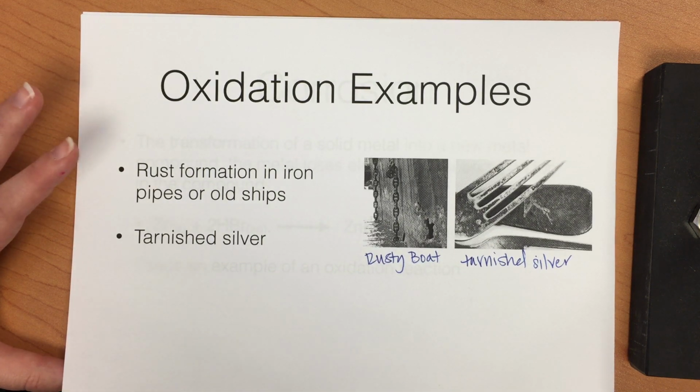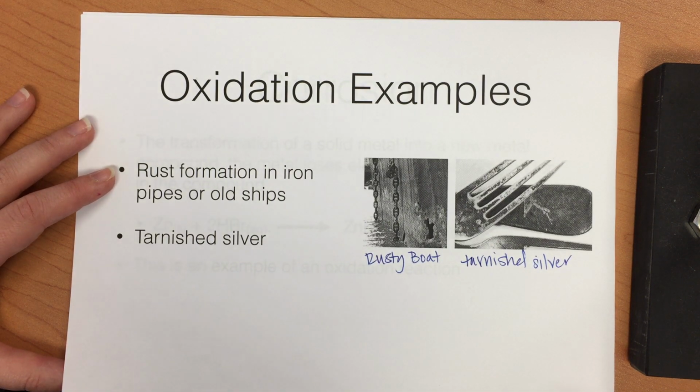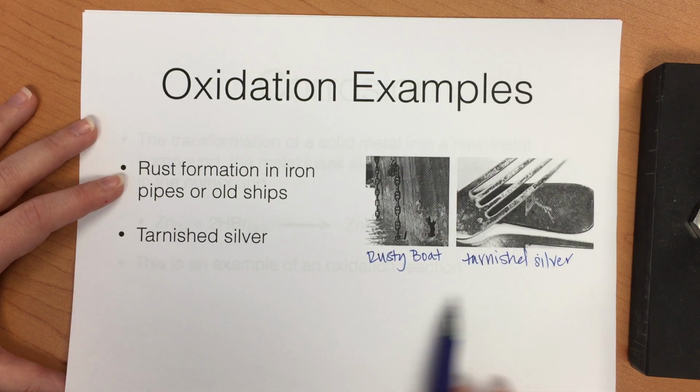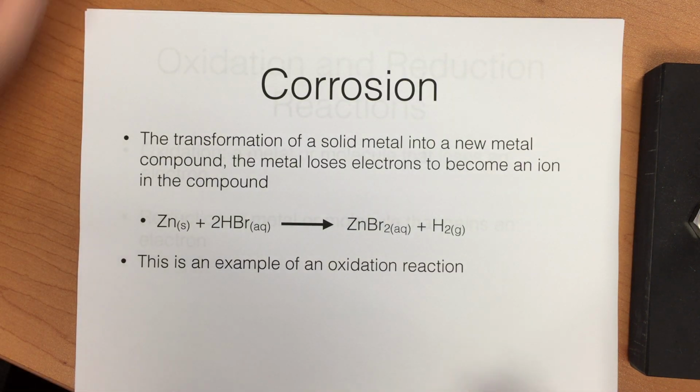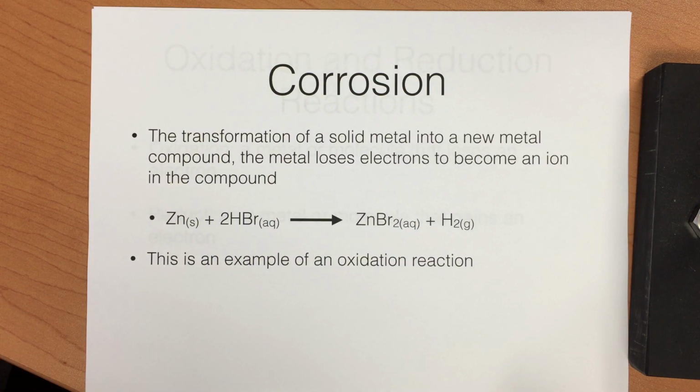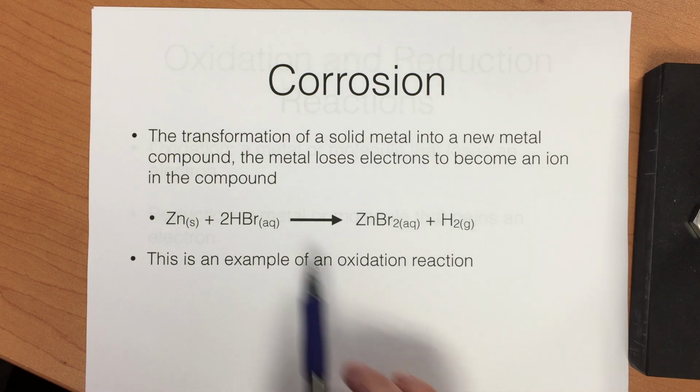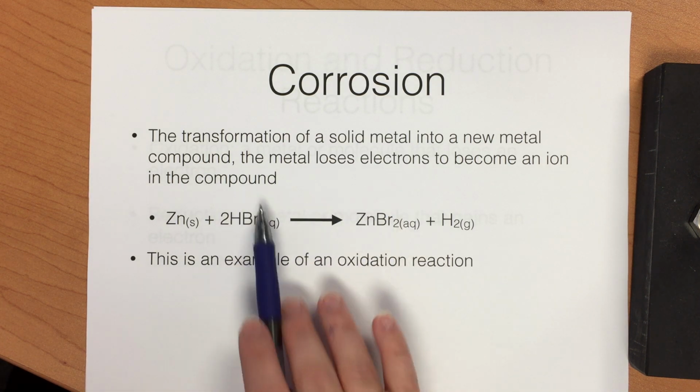She was not always green. When she was created, she was copper. These are real life examples of when we would see oxidation in our personal lives. Corrosion is the transformation of a solid metal into a new metal compound. The metal loses electrons to become an ion.